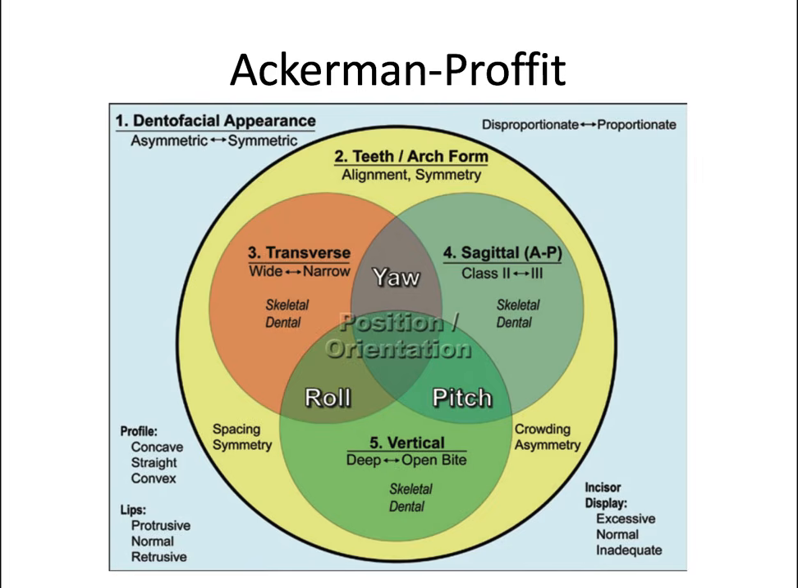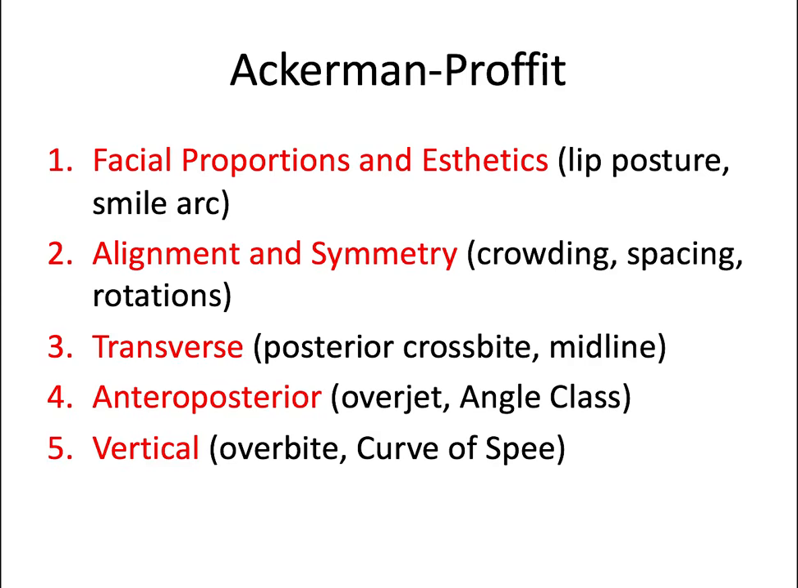Now, Dr. Ackerman and Dr. Proffit went even further to represent 5 major characteristics of an orthodontic patient via a Venn diagram. So let's unpack what this is talking about. When diagnosing a patient, we can place our findings into these 5 categories: facial proportions and aesthetics, alignment and symmetry, transverse, anteroposterior, which I'll be referring to as AP for short, and vertical.